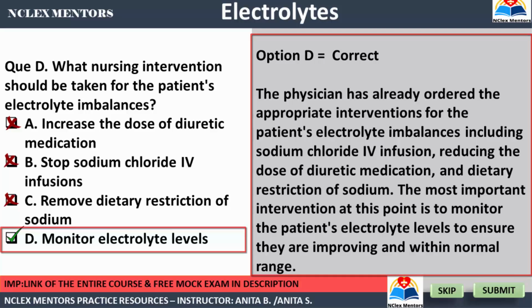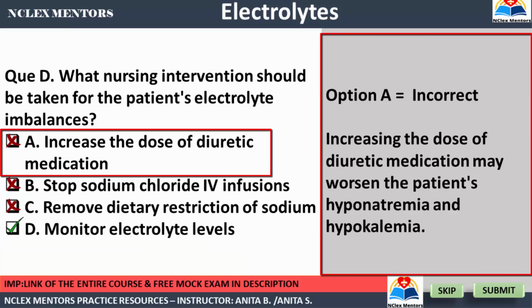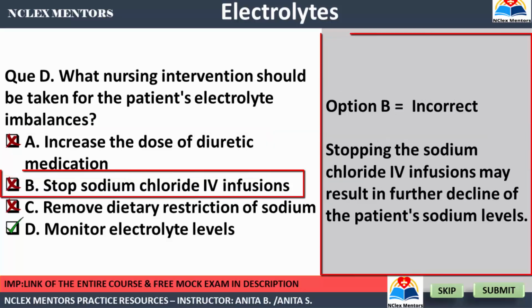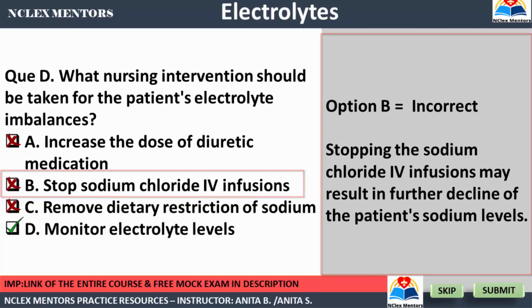within normal range. Option A is incorrect because increasing the dose of diuretic medication may worsen the patient's hyponatremia and hypokalemia. Option B is incorrect because stopping the sodium chloride IV infusions may result in further decline of the patient's sodium levels.